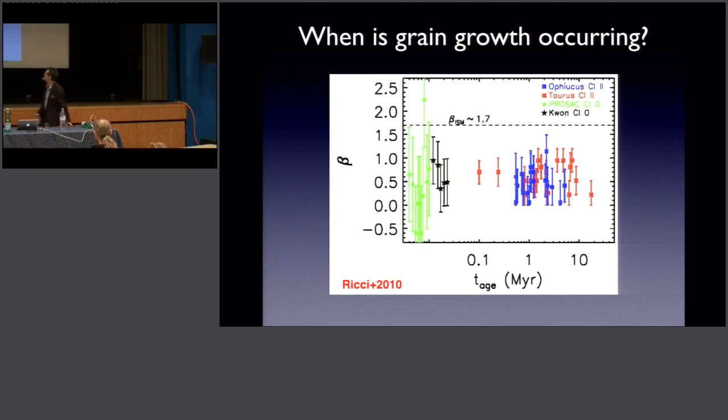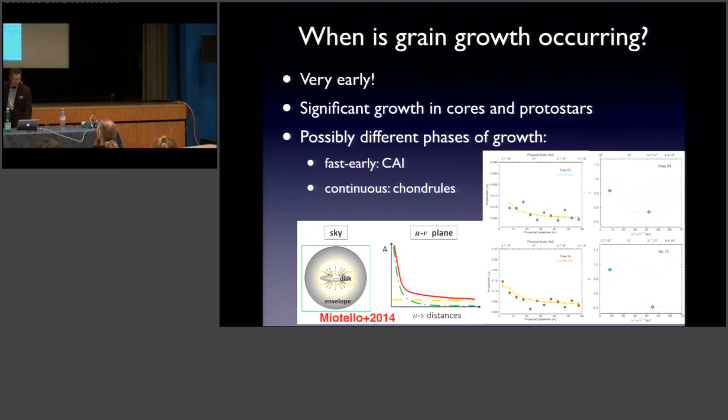But the point is that all the objects have more or less the same age, okay? The interesting thing is that there is indication that even younger objects, these are class zero objects, have large grains. And in fact, Anna Miotello has been looking at whether there are large grains already in the envelope that are unfolding in the disk. And there is evidence that the initial phase of growth does not happen after the disk is formed, but is happening as the disk is forming, and possibly even in the inner regions of the envelopes.